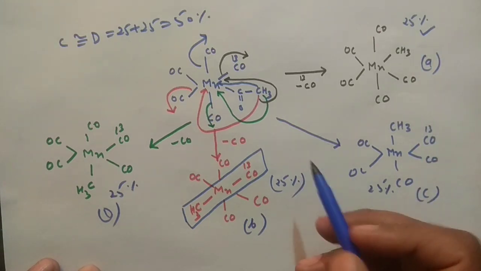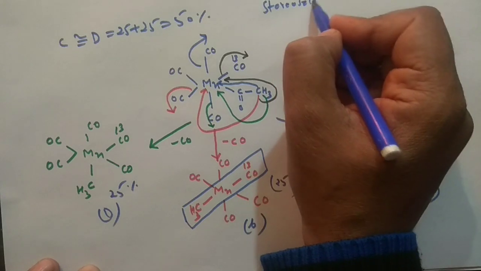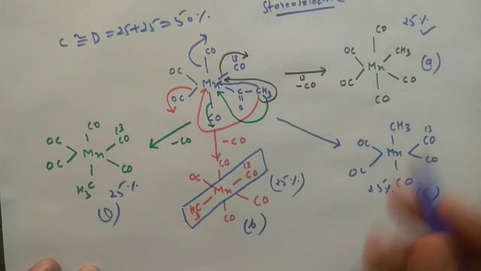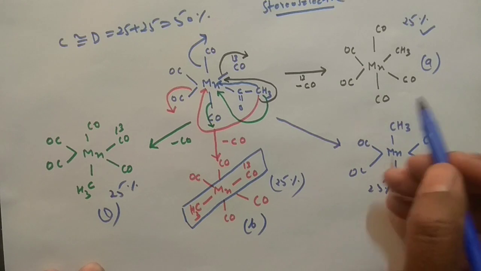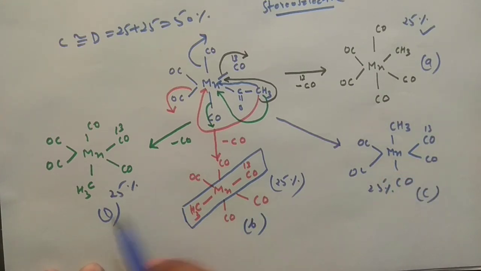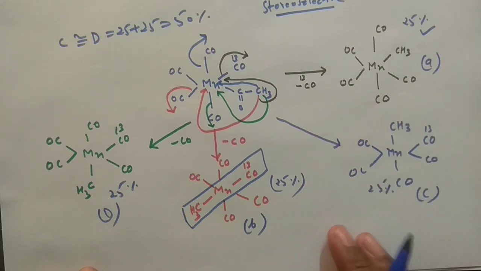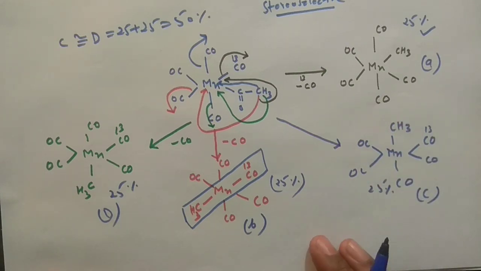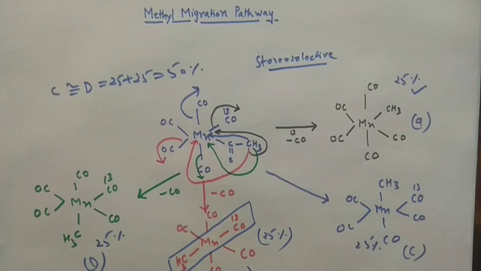So what is happening in the product which we will see? That's why the reaction is a stereoselective reaction. Why? Because we are getting different stereoisomers, and one kind of isomer is dominating, that is this one, 50% of this one. So this is the stereoselectivity of the reaction, and in this 25% this one and 50% this one and this one. And actually when we do the reaction and isolate the product, we find this kind of product distribution. Okay, so this proves that this methyl migration pathway is the actual pathway which takes place when we do the carbonylation reaction.